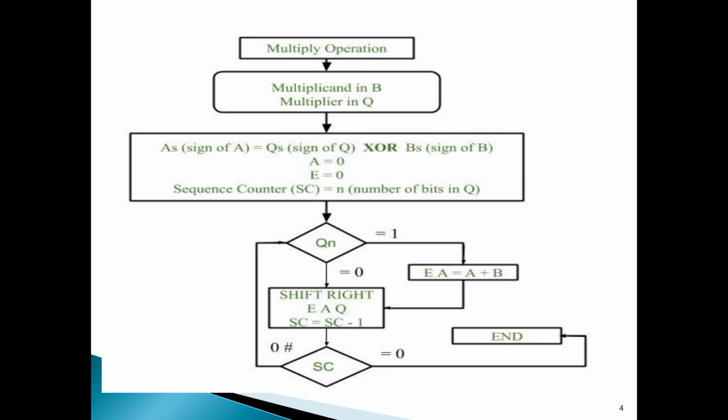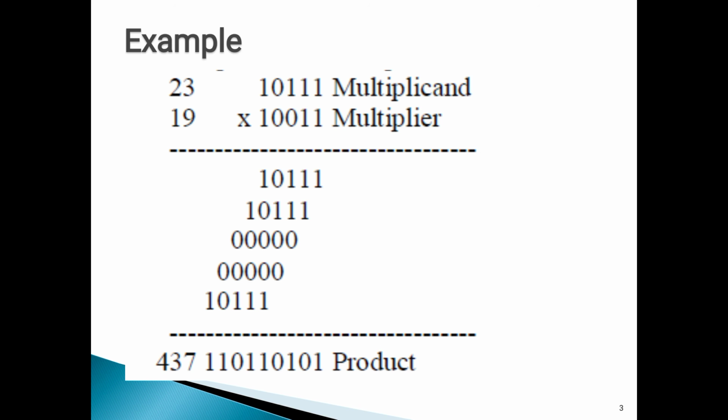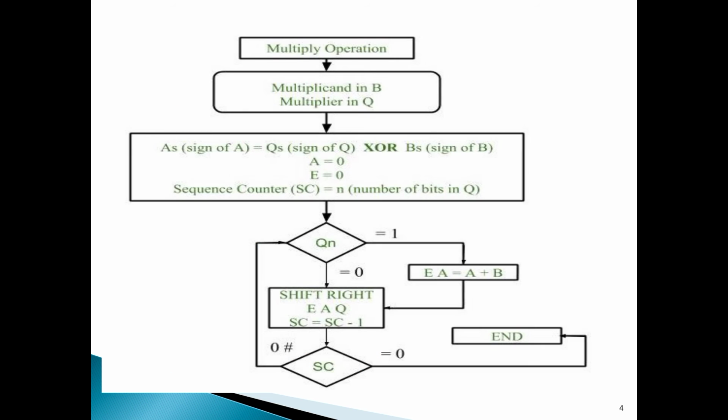If it is not equal to 0, again check the next least significant bit of the multiplier, that is Qn. In this example, the first least significant bit of the multiplier, the first Qn value, is 1, the next Qn value is 1, the next is 0, and again 1. After processing all these Qn values, the SC is equal to 0. If the SC is equal to 0, then go to end. So this is the flowchart for the multiplication operation. Let's take this example.